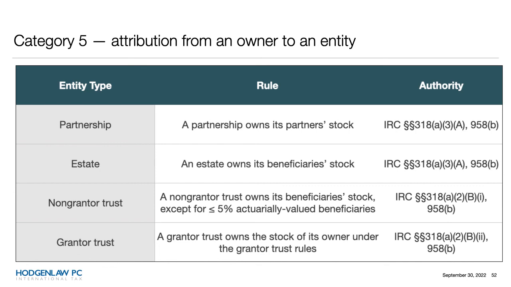There's no threshold, well, except for the non-grantor trust, where they don't care about you if you are a beneficiary and your actuarially computed beneficial interest in the trust is 5% or below. So you will just pass that share ownership down to the entity, and the entity will be deemed to own that stock for purposes of calculating category 1 and category 5.